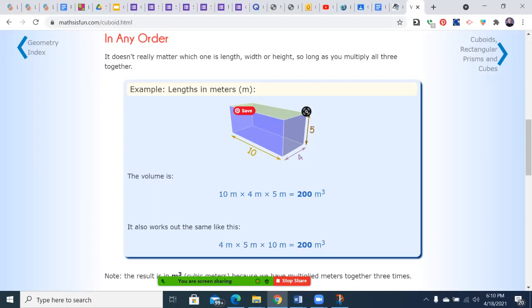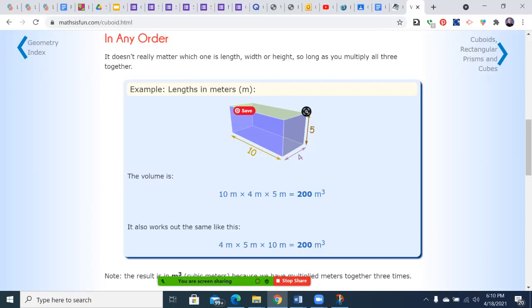And if you pictured this, you could picture 10 rows, and then 4 rows, and then 5 rows going up. And you'd figure out how many little pieces go on the inside. And I'd have some options. I would probably choose to do my 4 times 5 first, because I know that multiplying by 10 just means I add a 0. So 4 times 5 is 20 times 10, 200.